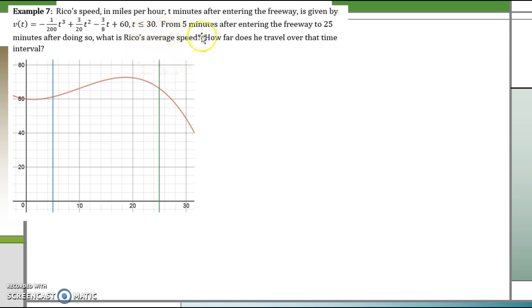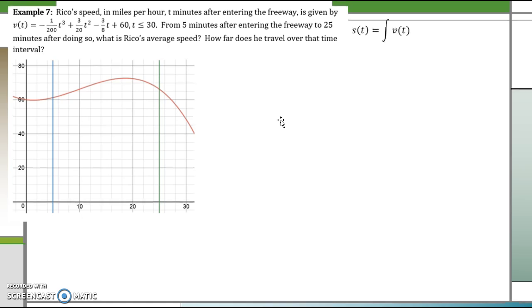So finding average speed, we're going to use that average formula. How far does he travel over that interval? So recall from last lesson that if we want to find how far something travels, that's the same thing as finding the antiderivative of the velocity function. So we'll start there. Again, finding average speed tells us we want to use the average formula using our antiderivative of the velocity.